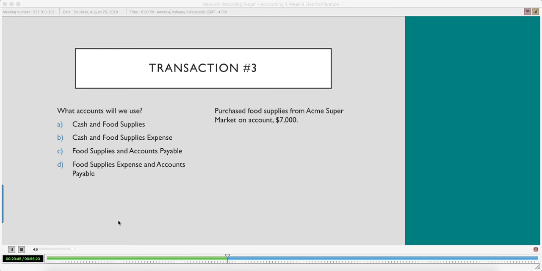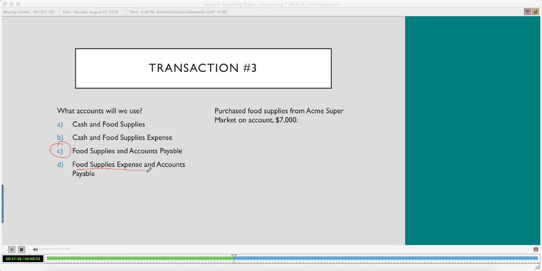For those that say D, why do you think it's letter D? If you want, you can send it to me privately, and try to clear up any confusion we may have between the answers. Okay. So it is actually C. We will use food supplies.